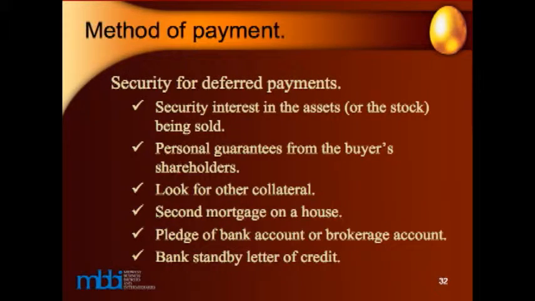At minimum, we're going to want a security interest in the assets being sold, or the stock if we end up doing a stock deal. We're going to be looking for personal guarantees from Brenda to stand behind that note, and potentially other collateral, such as a second mortgage on a house, a pledge of a bank account. And I tell you, you can solve all of my problems on security if you just buy me a bank standby letter of credit. If Brenda has credit to get that, I'm happy, and we can forget about everything above.